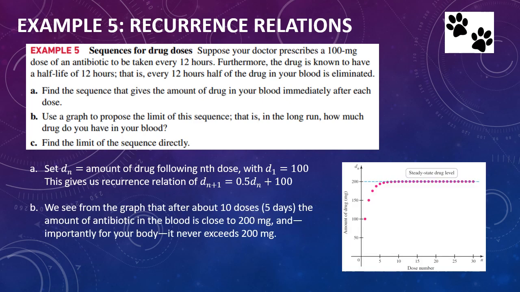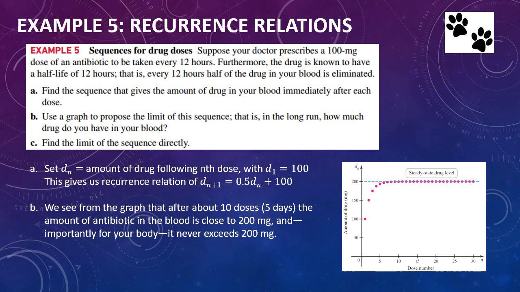If we graph this, we can see probably right after about 10 doses, and remember you get 2 doses a day, that's after about 5 days, the amount of the antibiotic in the blood is close to a steady 200 milligrams. And importantly for your body, it never exceeds that 200 milligrams as well.